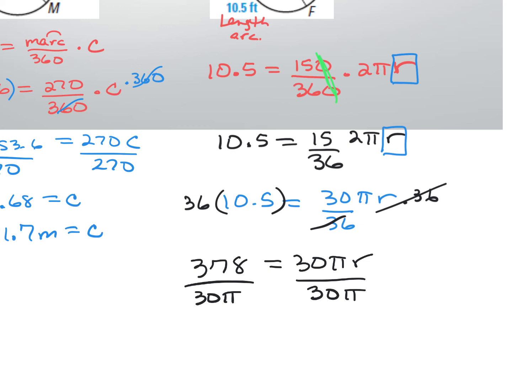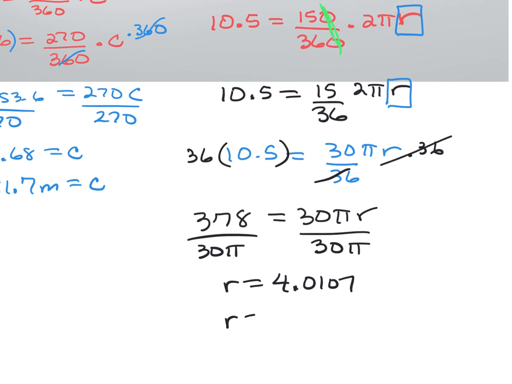And we get, and just be careful on this because you might want to use parentheses depending on your calculator. Hold on, my calculator, 378 divided by parentheses 30 pi. And I get r is equal to 4.0107. I'm going to round to the tenths place. So my radius is just 4.0. And these are feet.